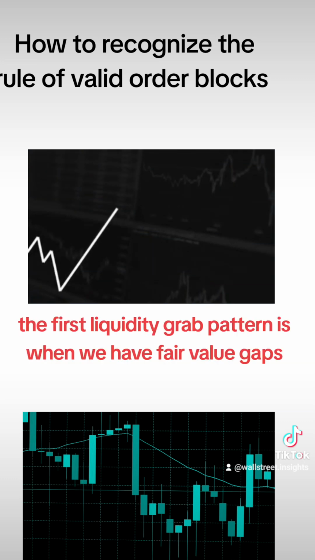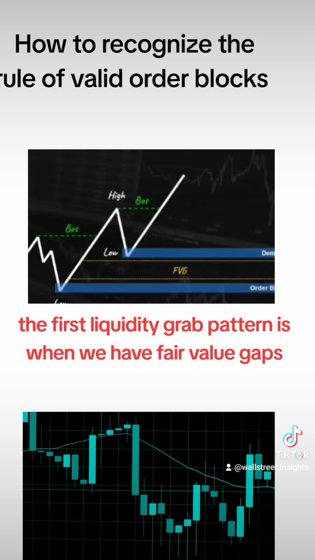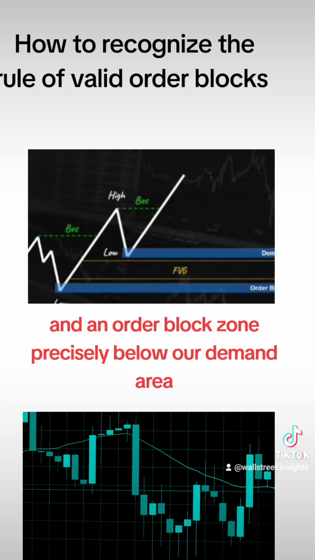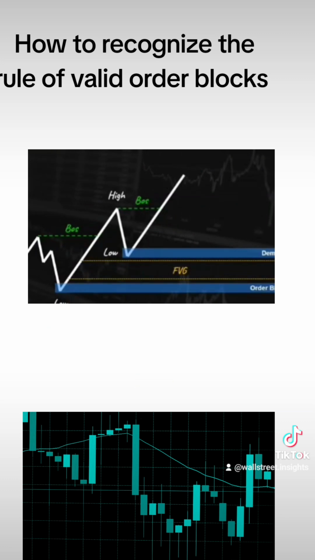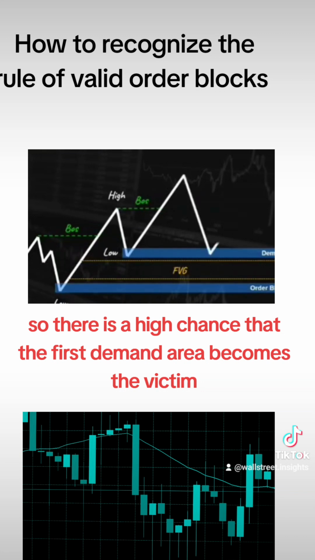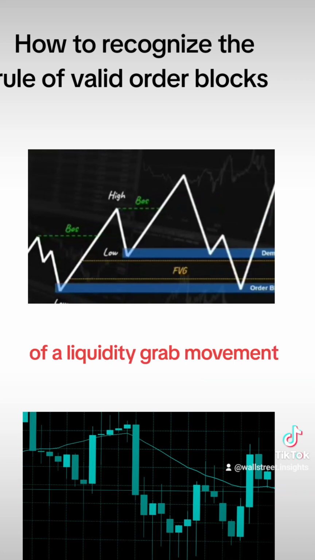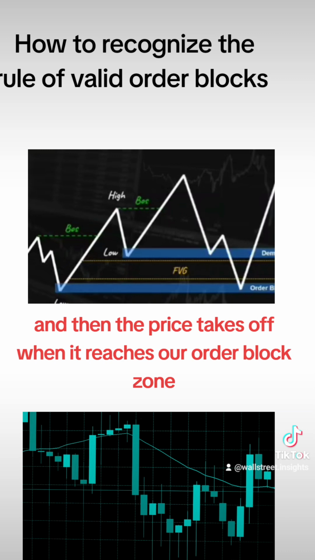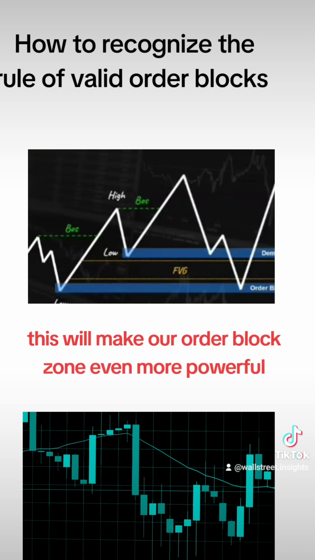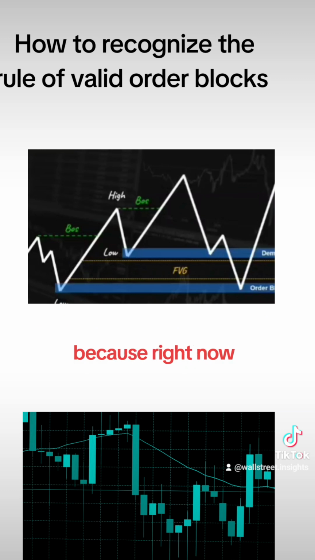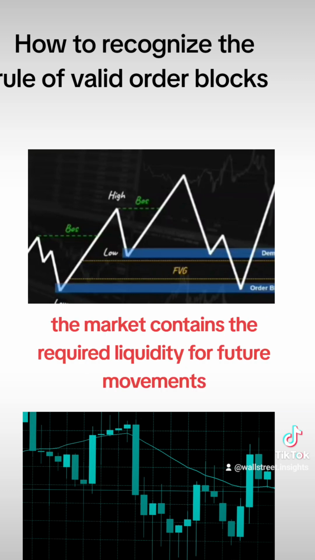The first liquidity grab pattern is when we have fair value gaps and an order block zone precisely below our demand area. So, there is a high chance that the first demand area becomes the victim of a liquidity grab movement, and then the price takes off when it reaches our order block zone. This will make our order block zone even more powerful, because right now, the market contains the required liquidity for future movements.